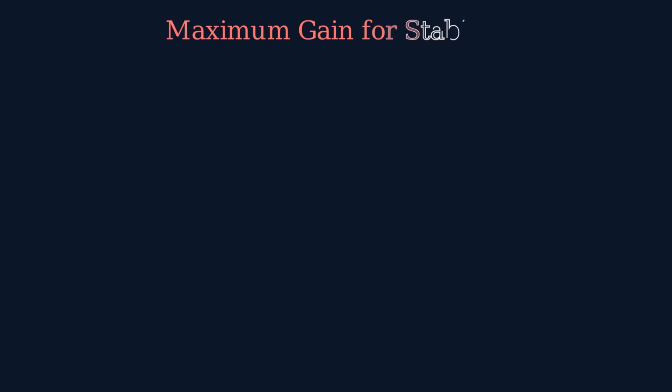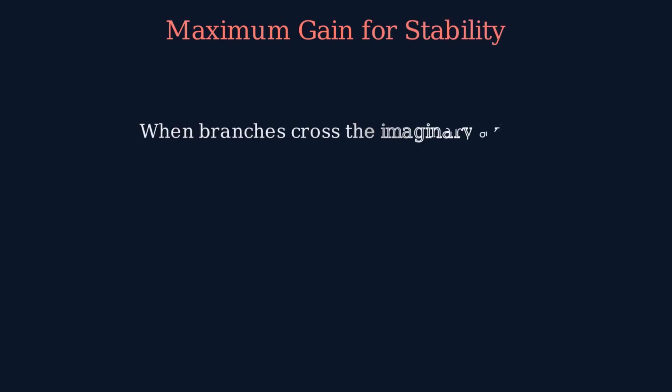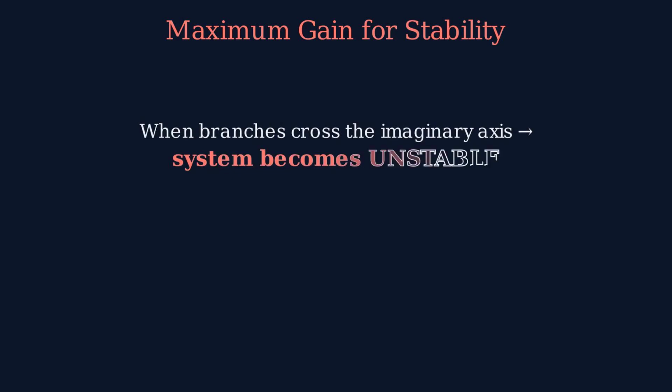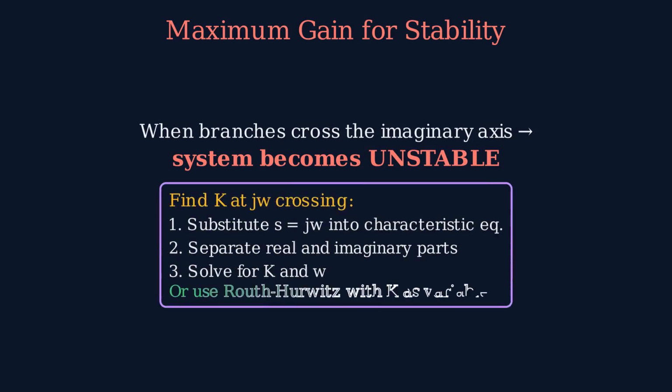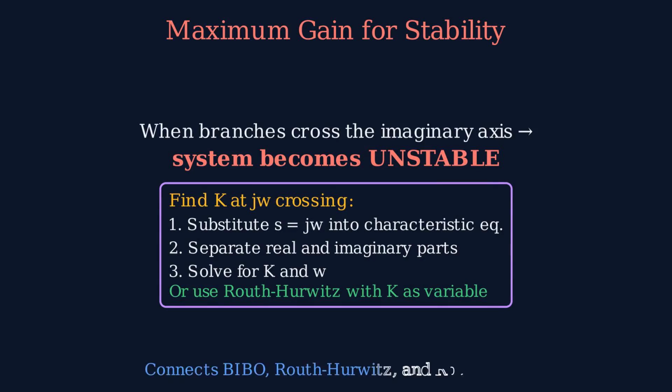The root locus shows us the maximum gain for stability. When any branch crosses the imaginary axis into the right half plane, the system becomes unstable. The K value at that crossing is the stability limit. We can find it using the Routh-Hurwitz criterion applied to the characteristic polynomial with K as a variable. This connects everything we have learned in Lecture 4.